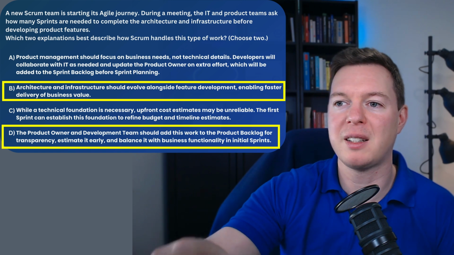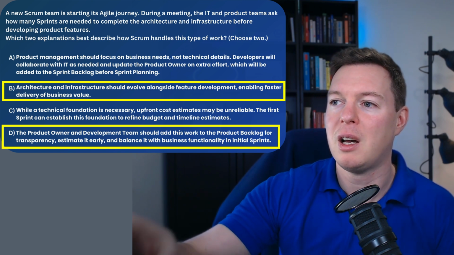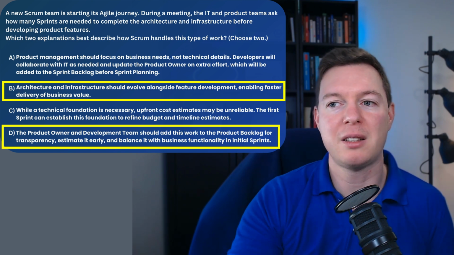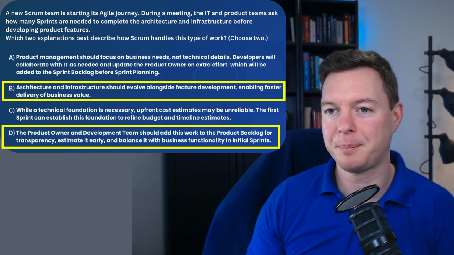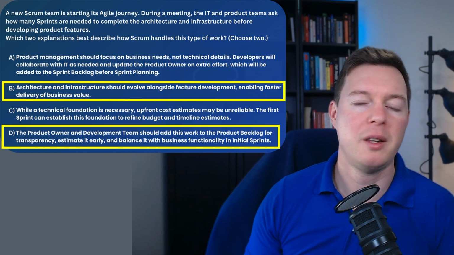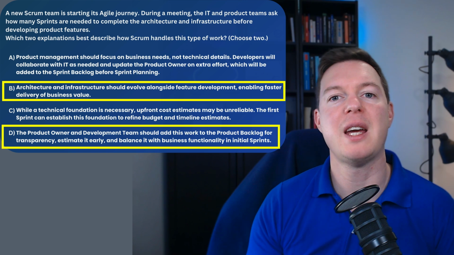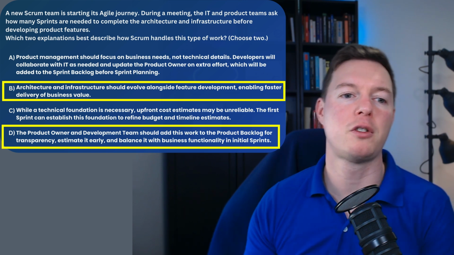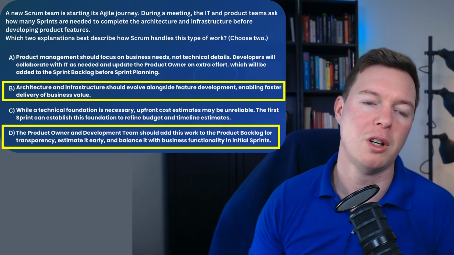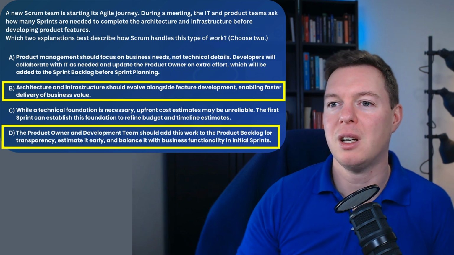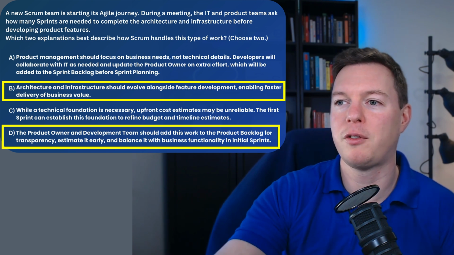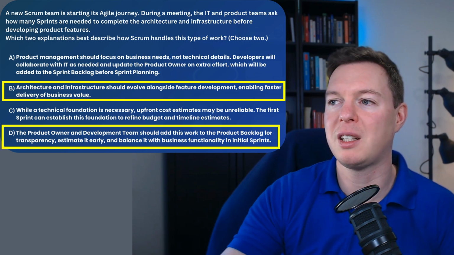Developers will collaborate with IT as needed and update the product owner on extra effort, which will be added to the sprint backlog before sprint planning. Okay, so this ignores the collaborative nature of Scrum, where cross-functional teams work together to ensure technical feasibility. So the product management should focus on business needs, not technical details.